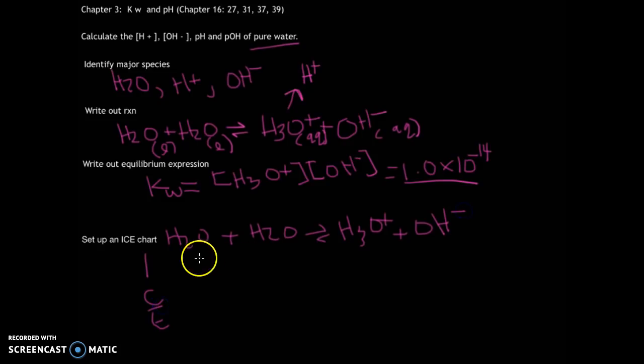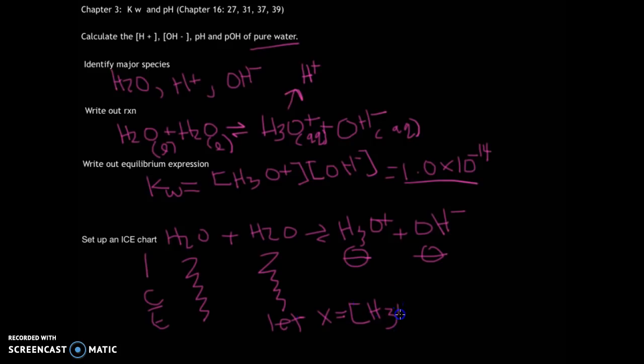Okay, ICE. Now, here's the deal. Waters are liquids. We don't care about them in an ice chart, just like we don't care about them in an equilibrium expression. So I'm going to ignore them. Okay, my products. Technically, you should not have any products at the beginning of a chemical reaction. So now what do? You set up an ice chart. You have to let X equal something. I'm going to have it be the hydronium ion because that's what I feel like. You could have just as easily picked the hydroxide ion at equilibrium.